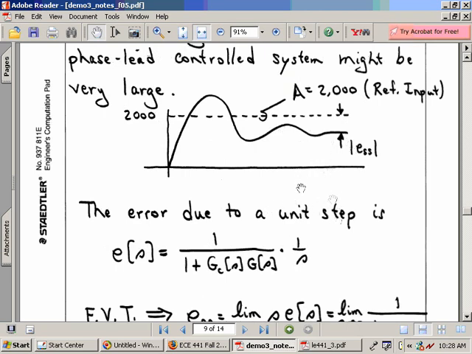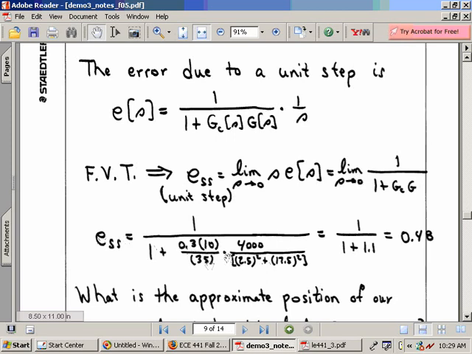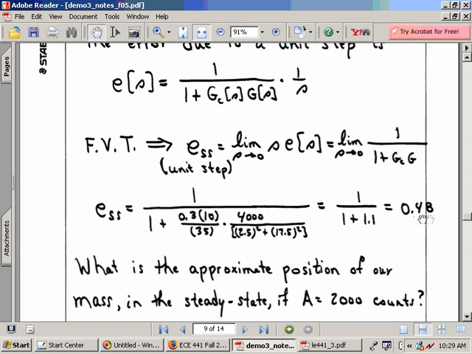But our steady state error, if we just had a unit step, again we'll have to scale that up to 2,000 subsequently, but just for a unit step we would multiply this transfer function that relates our reference input R to the error location E, and here is our unit step given by 1 over s. With the final value theorem we can obtain for a unit step a steady state error given by the limit as s goes to 0 of 1 over 1 plus G sub C of s, G of s. If we evaluate those transfer functions at 0, we end up with a steady state error of 0.48 when we put in a unit step of 1.